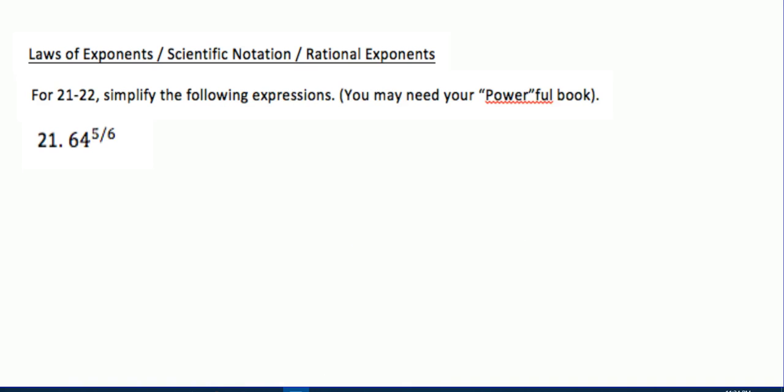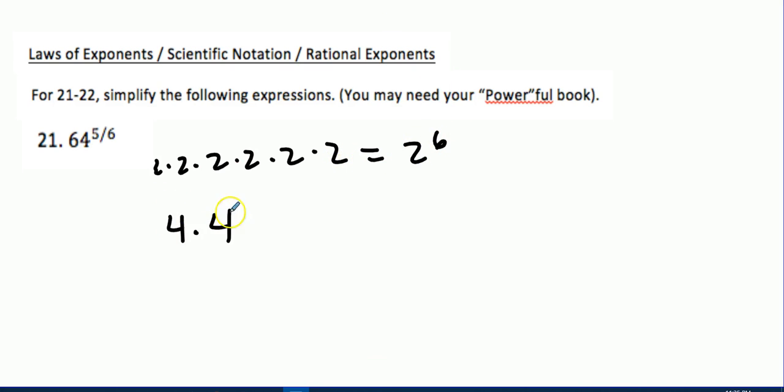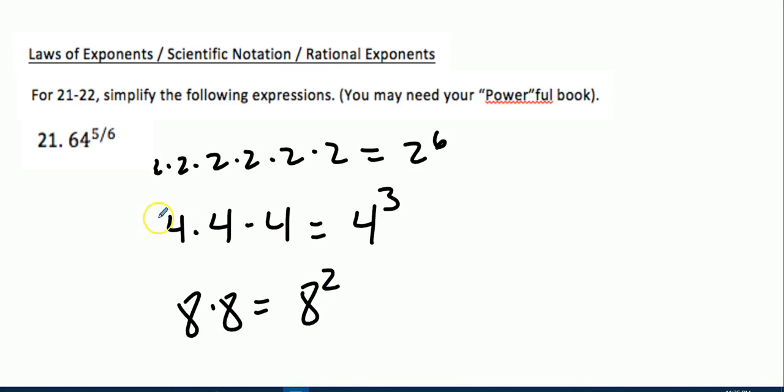Alright, 21. So you'll need a powerful numbers book for this. And on the back of our formula sheet, you're going to have all those numbers. If you have the booklet, you can go and take a look at 64. You'll notice that 64 has 2 times 2 times 2 times 2 times 2 times 2, which is 2 to the 6. It has 4 times 4 times 4, equals 4 to the 3rd. And it also has 8 times 8, which is 8 squared. And each one of these is all equal to 64.